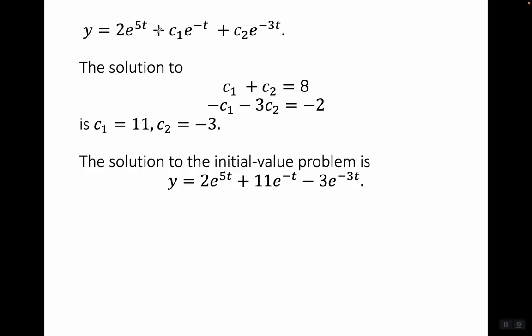So here again was the general form of the equation. We need a solution to the system of equations that we saw on the previous page. And it turns out that the solution is c1 equals 11, c2 equals negative 3. So that means the solution to the initial value problem is y equals 2e to the 5t plus 11e to the negative t minus 3e to the negative 3t, because those are the values of c1 and c2.